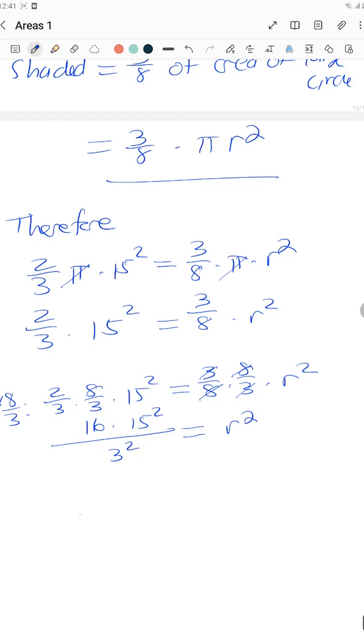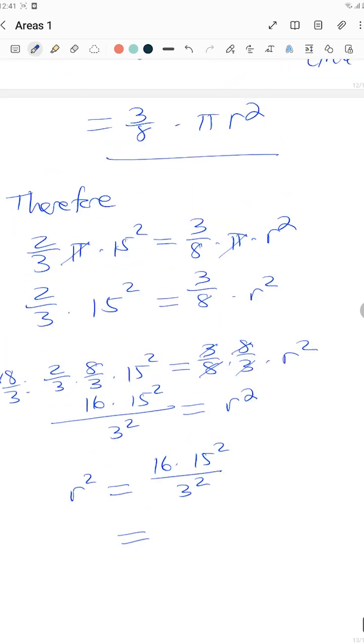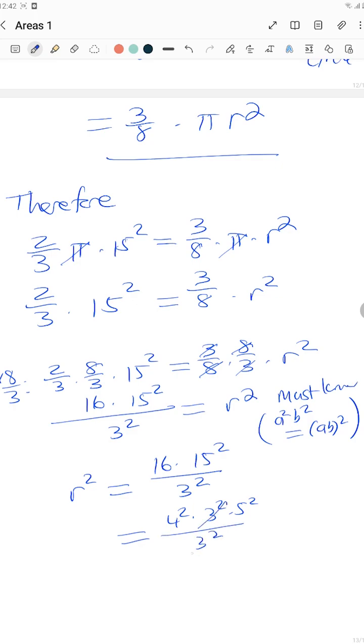This equation, I hope you agree with me, can be rewritten as R squared is equal to 16 times 15 squared over 3 squared, which is the following. 16 can be written as 4 squared, and 15 squared can be written as 3 squared times 5 squared. Here I'm using the fact that a squared times b squared is equal to ab squared. This is another must know. Over 3 squared. So now you can see that 3 squared and that 3 squared cancel. And what you're left with is 4 squared times 5 squared.